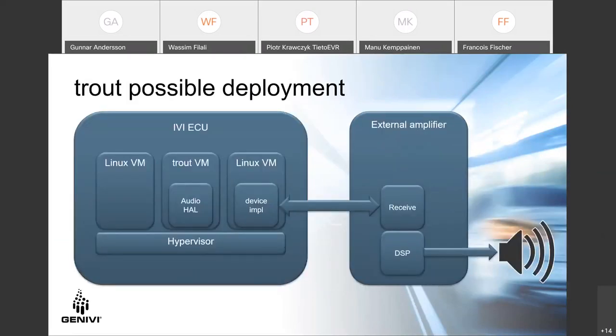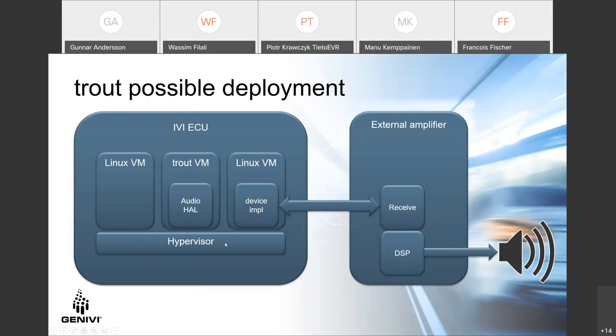So yeah, I guess this is the picture that shows more or less how, in most cases, this would be organized, so that we have the ICU and external amplifier with some physical connection between each other. And here Trout is coming in, so that we have a separate virtual machine. Data are actually collected to the device implementation via this hypervisor.